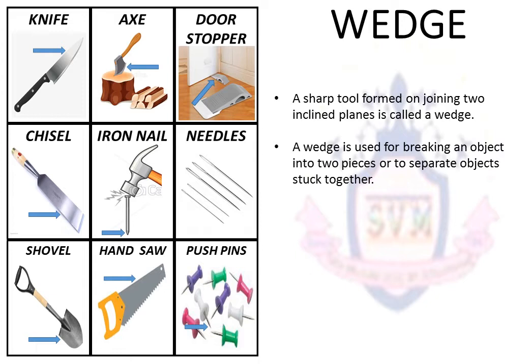Notice the examples of wedge: a knife, an axe, door stopper, chisel, iron nail, needles, shovel, handsaw, push pins are a few examples mentioned here. A wedge is usually used to separate something. However, in some instances like in a needle, it can also be used to bring together something or to mend something.